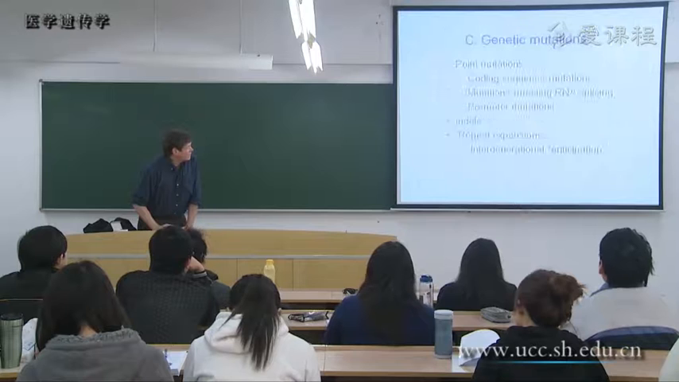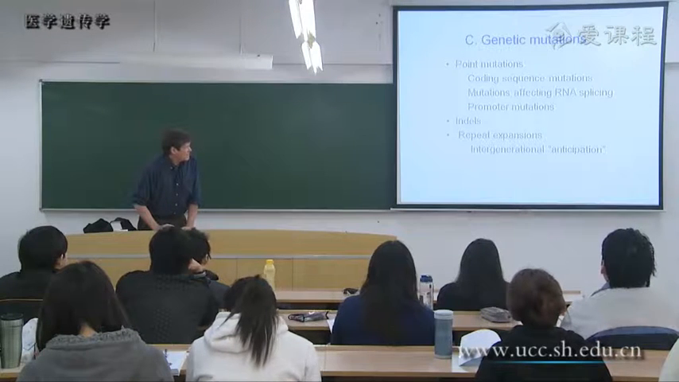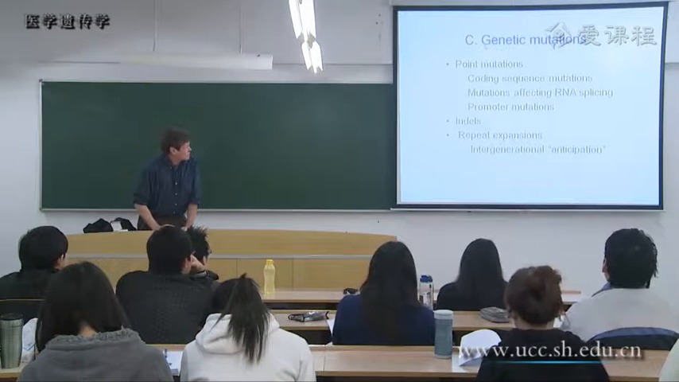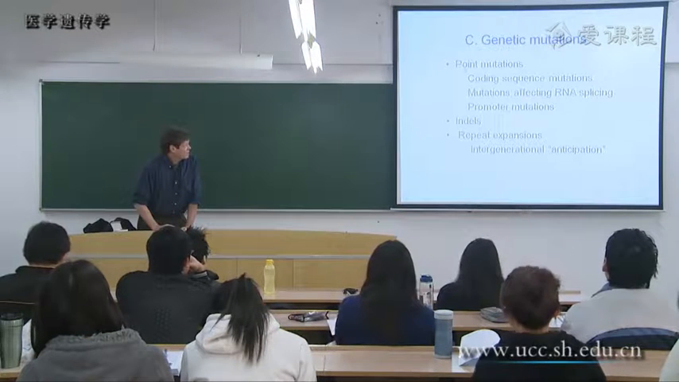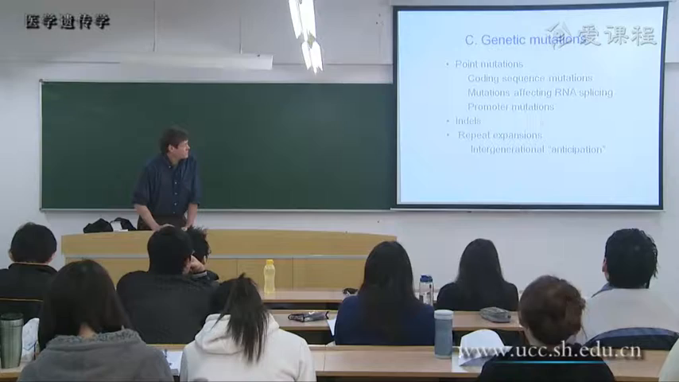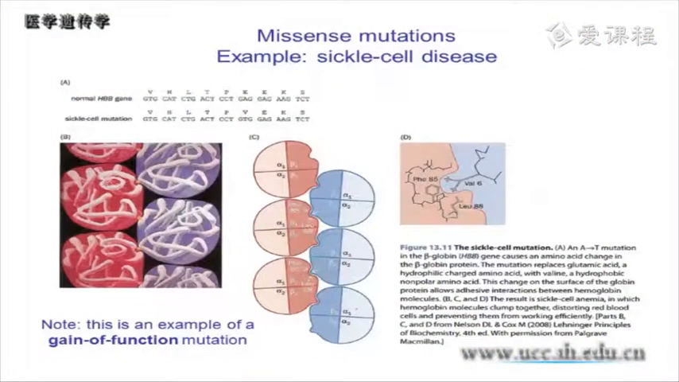Okay, so the next thing I want to talk about are different types of mutations that occur. We'll talk about point mutations, indels, and repeat expansions. So point mutations, again, are ones that just change one base pair. And even though it's just one base pair out of hundreds or thousands within a gene, this can have big consequences. So we've already talked about sickle-cell anemia.